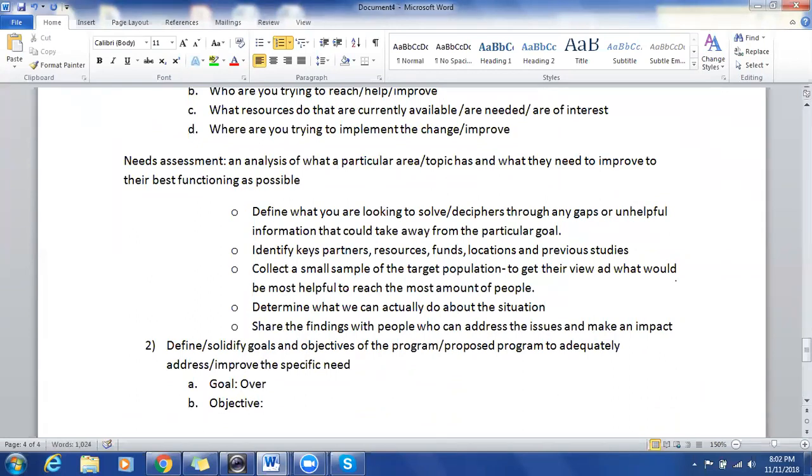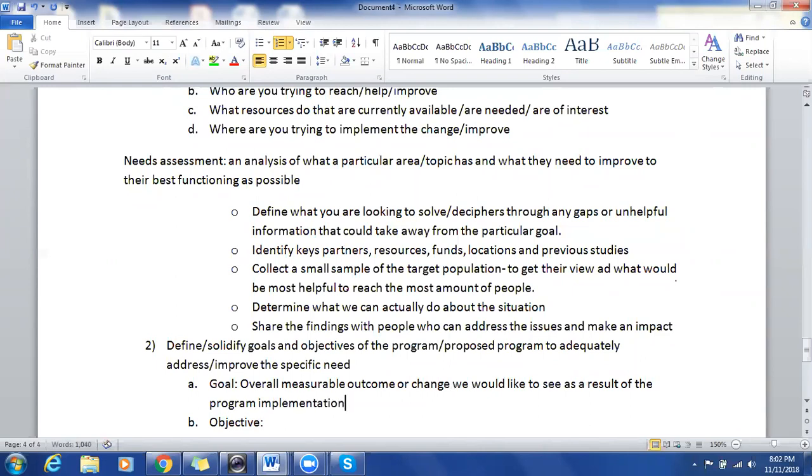So what is the goal? It's the overall measurable outcome or change we would like to see as a result of the program implementation. And then the objective is more or less the skin. So if we were to say anything, the goal is the skeleton of the program, because it's the bones, it keeps us together.